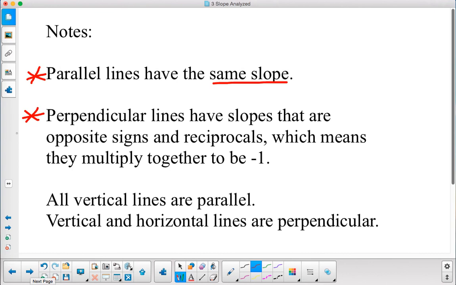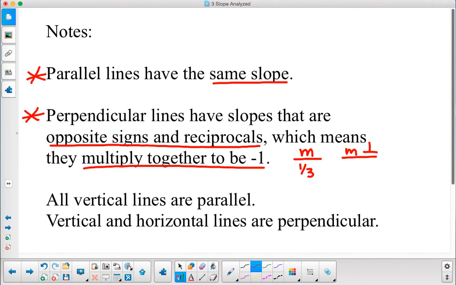Perpendicular lines, two ways to do this. Perpendicular lines slopes have opposite signs and are reciprocals. I'll practice that with you. And if you want to just multiply the slopes, they'll be -1. So what do I mean by opposite reciprocals? Let's say one line has a slope of 1/3. The slope of one that would be perpendicular to it would be 3/1. That's reciprocal, but then opposite sign. So -3/1, and 1/3 would mean that those lines will be perpendicular.